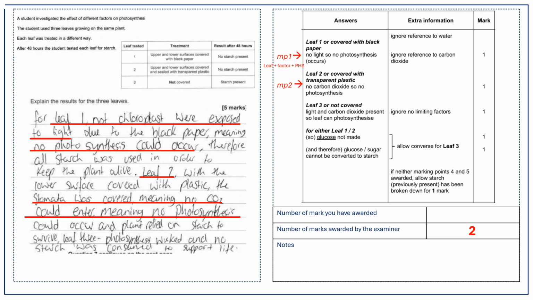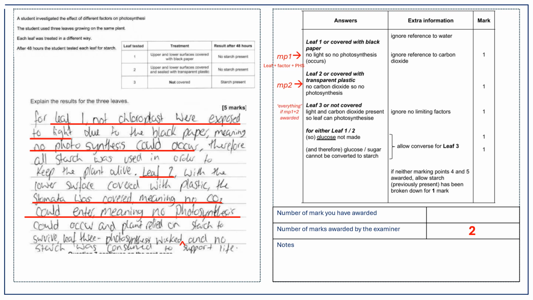Marking point 3 is for referring to leaf 3, photosynthesis taking place, and the reason why. This student does not get this mark as they have not specified the factors that were present in order for photosynthesis to take place.